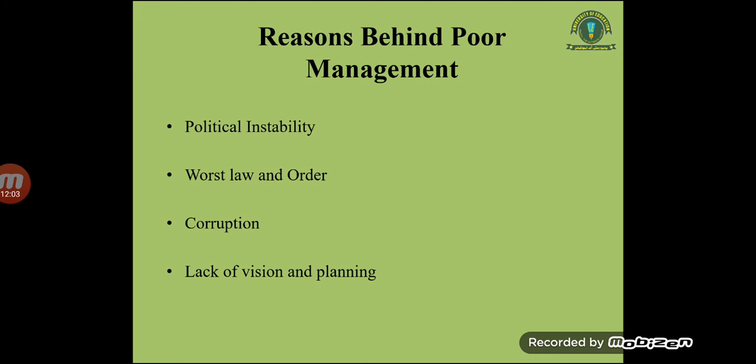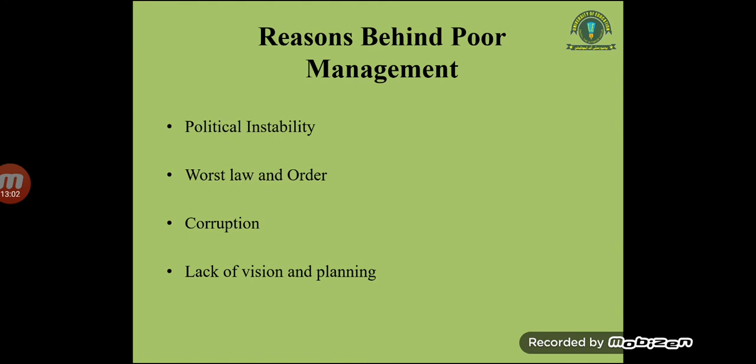Political instability, as we talk about it, was law and order. There is another main reason behind the poor management: law and order in Pakistan. These are the factors, or we can say the reasons behind poor management. Another main factor behind the poor management is corruption. In our country, the problem of corruption is at its peak. There are a lot of cases in every political party or every government.